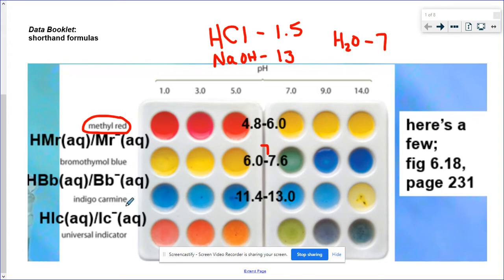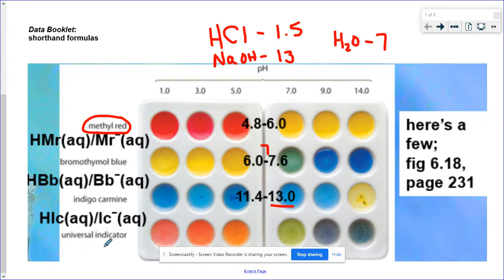Now, indigo carmine, one of my favorite indicators, has a pH range of 11.4 to 13. So that's where it will change color. If we take hydrochloric acid and put indigo carmine in it, we would expect indigo carmine to be blue. However, if we take indigo carmine and put it in a solution of NaOH, we would expect it to be somewhat yellowish, because NaOH falls on that upper end of indigo carmine's range.